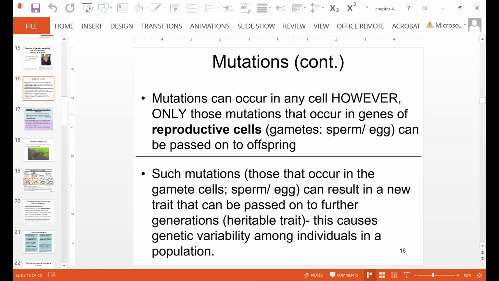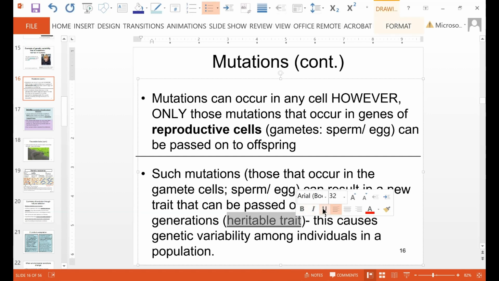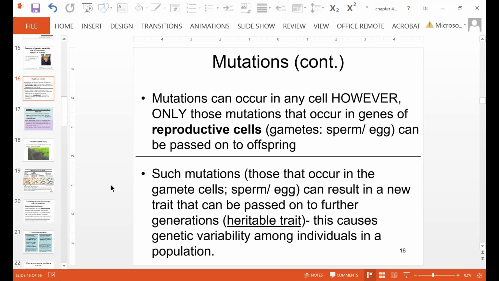Mutations can occur in any cell. However, only mutations that occur in genes of reproductive cells, the gametes, the sperm and the egg, can be passed on to offspring. Such mutations, those that occur in the gamete cells, can result in a new trait that can be passed on to further generations. This means it's a heritable trait. Like the term inherited, inheritable, right? So it's a heritable trait. This causes genetic variability among individuals in a population.